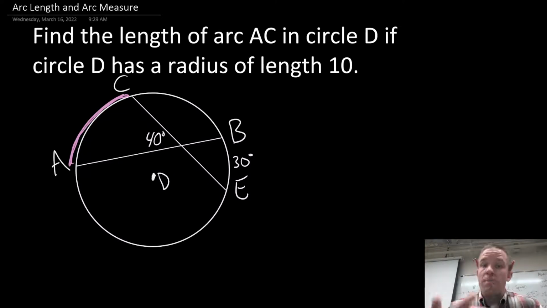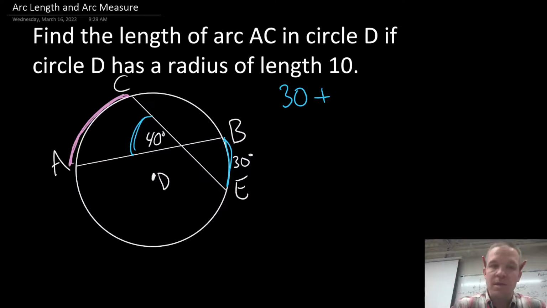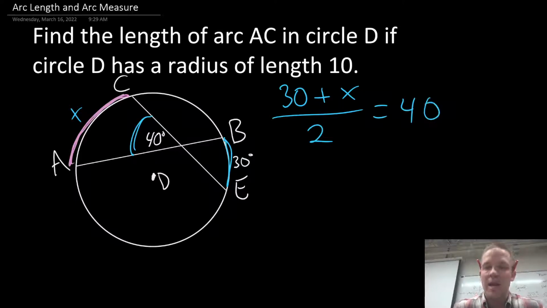We can find our arc measure using our in-angle formula. I've got this arc over here of 30. I've got an in-angle of 40 degrees, so I can take the 30 degrees plus my unknown arc, we'll call this x for now, divided by 2 is going to be equal to my in-angle. Okay, that's my in-angle formula.